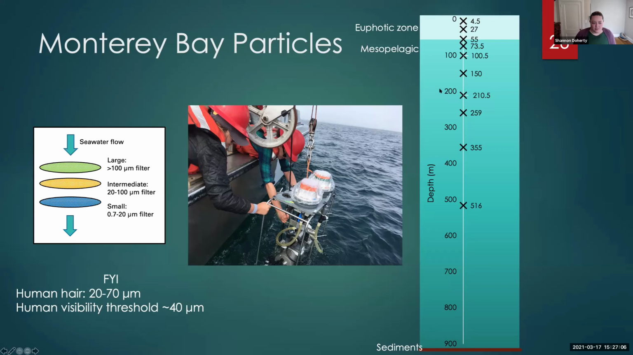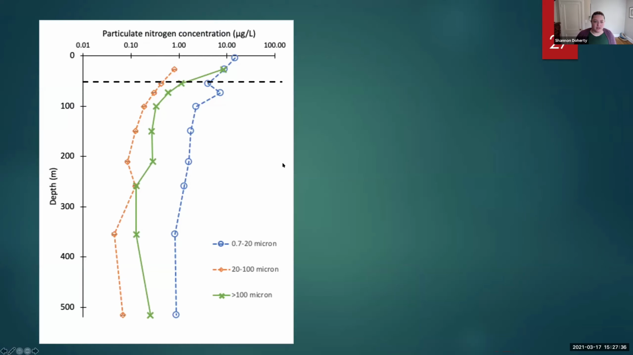And we measured these 3 different particle size classes at 10 depths. We started at around 5 meters and measured pretty thoroughly through the euphotic zone, which ends in Monterey Bay at this time around 55 meters. And then below the euphotic zone, down to 500 meters. Our total water depth here was 900 meters, so we avoided any interactions with the sediments. So we measure these particles and we can get nitrogen concentration in micrograms per liter. This is a logarithmic scale on the x-axis of nitrogen concentration in micrograms per liter, and depth on the y-axis.